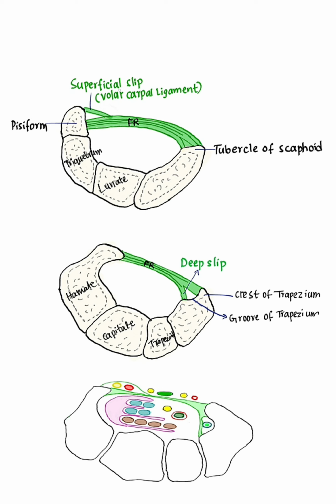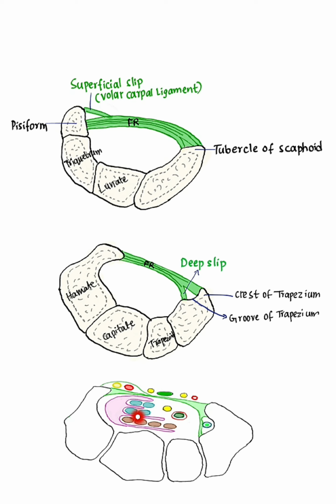Medially it gives superficial slip also called ulnar carpal ligament. Laterally it gives deep slip which is attached to medial lip of groove on trapezium. Structures passing superficial to flexor retinaculum from medial to lateral side are ulnar nerve, ulnar artery, palmar cutaneous branch of ulnar nerve, tendon of palmaris longus, palmar cutaneous branch of median nerve, superficial branch of radial artery. Structures passing deep to flexor retinaculum through carpal tunnel are tendons of flexor digitorum superficialis, tendons of flexor digitorum profundus, tendon of flexor pollicis longus, and median nerve.